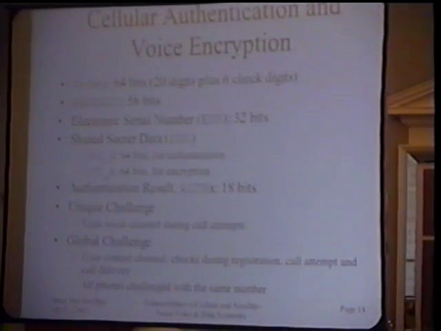So if you're running this in your system, there's two different kinds of challenges you can have. You can uniquely challenge an individual phone. They say you can challenge a phone at any time, but typically it only happens when the phone attempts to make a call. And we'll see how that works. The other is a global challenge, which goes out on the control channel and tells the phone that basically whatever you try to do, I'm going to authenticate you first. So you're going to have to do all this work before you can register with me or make a call or get a call.